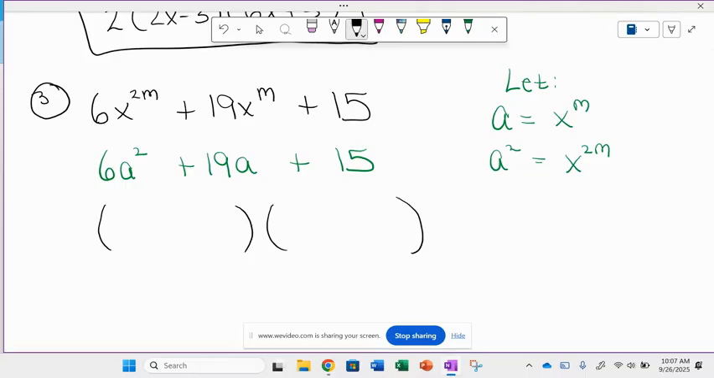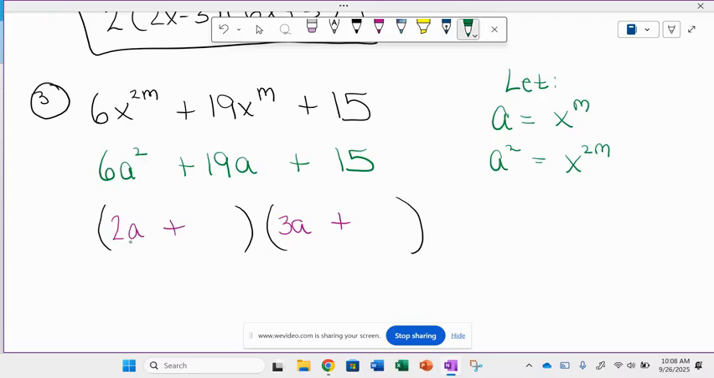Factors of 6a squared, you could either do 2 and 3 or 6 and 1. Let's go with the 2 and 3. So I'm going to have 2a and 3a. Do we agree that everything has to be positive since we're multiplying to a positive and adding to a positive? So I can right away put plus and plus.